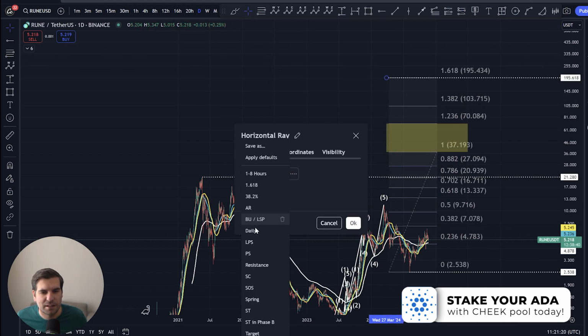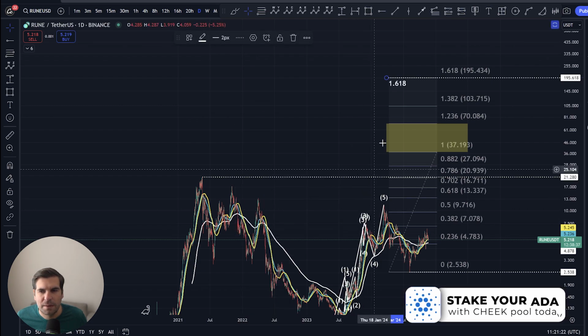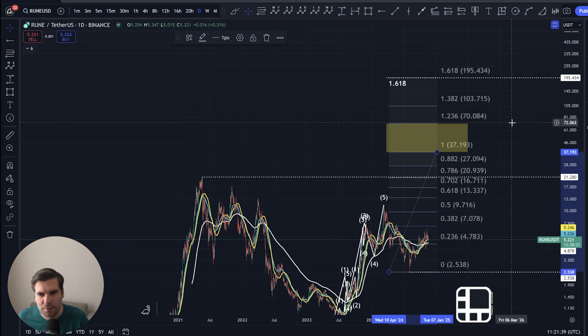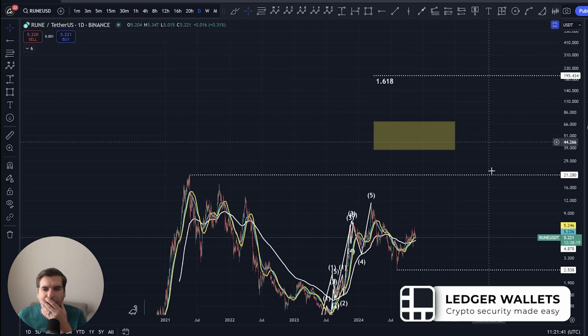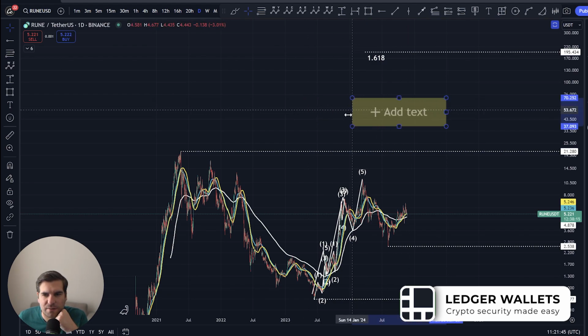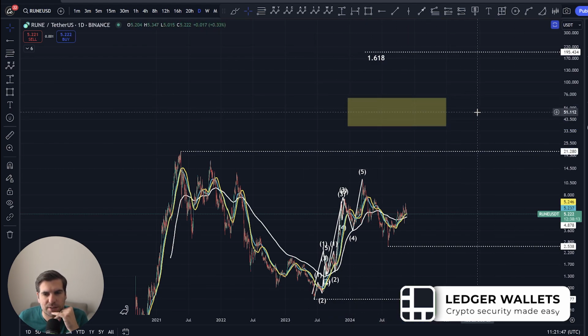If I go into my settings and I'm going to label this up as a 1.618, this basically is $195.43.4. Okay, so 43.4 on the kind of cent side. I'm just going to pull this down so we get that onto the correct level. 43.4. Okay, so let me remove the fibs off the chart. What are we talking about here? Well, we're talking about conservatively, we have this kind of target range between $37 and $70.